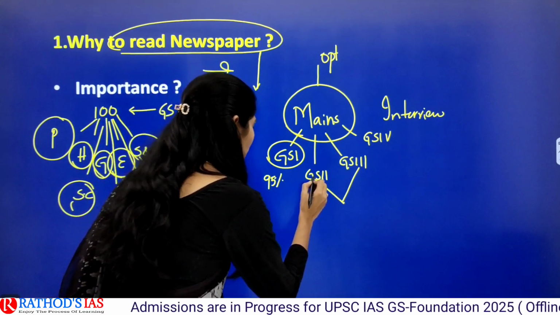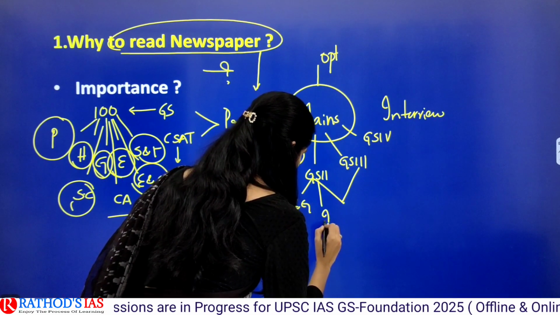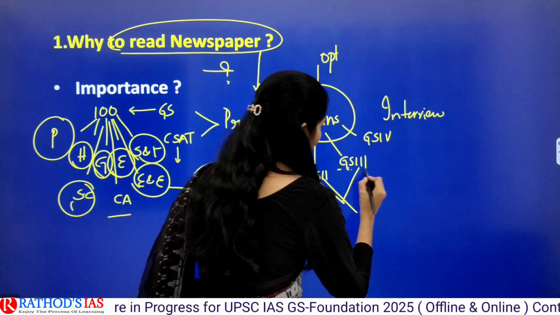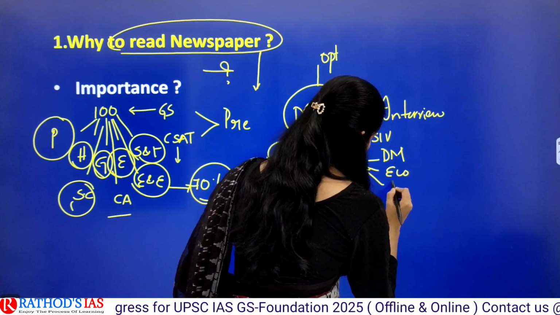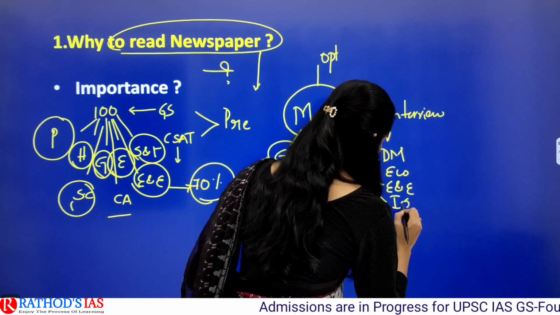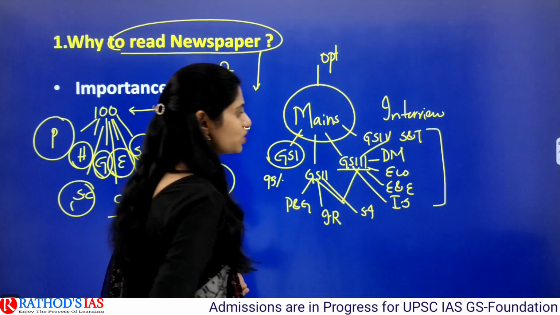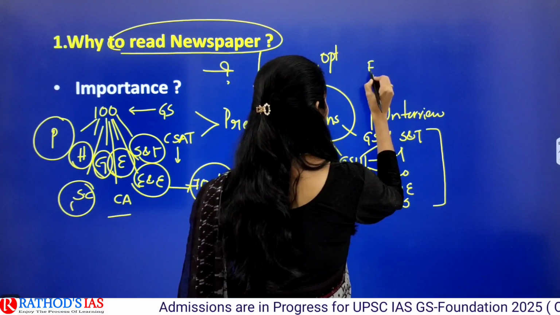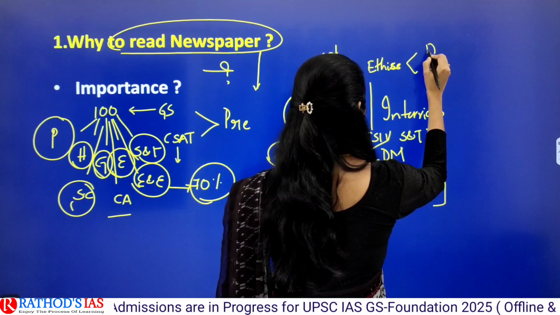So here in GS2 we have subjects like polity and governance, international relations, social issues. And in GS paper 3 we have disaster management, economy, environment and ecology, internal security, and science and technology. So this entire portion is your current affairs. And from GS paper 4 in ethics you have part A and part B.